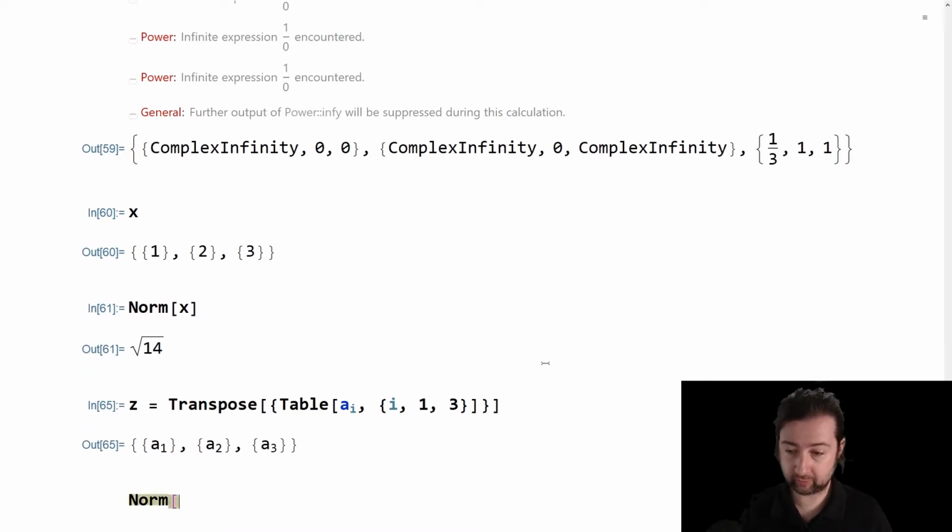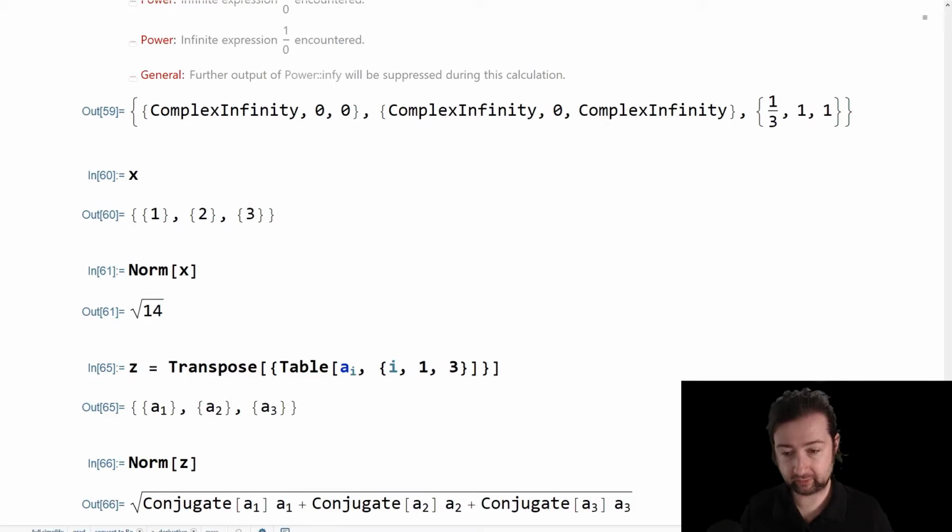Now if you compute the norm of z, you're going to get the expression. Now what are the conjugates doing in here? The conjugates are in there because norm thinks that it's possible that a1, a2, and a3 are complex numbers. And this is what the norm looks like when you're doing complex numbers. If you impose the further restriction that all the ai's here are elements of the real numbers, this would look like the typical a1 squared plus a2 squared plus a3 squared inside of the square root.